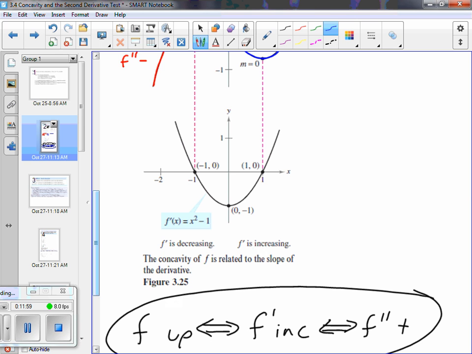All right? Look at this last graph here. What's its concavity? What's the concavity? Up. All for that whole graph, isn't it? Okay? So if the concavity is up, what's the first derivative doing? Increasing or decreasing? And if f prime is increasing, what's the sign of the second derivative? Positive. Okay.